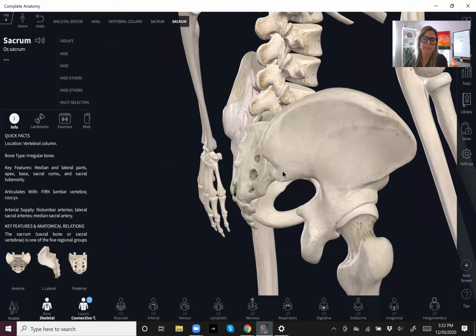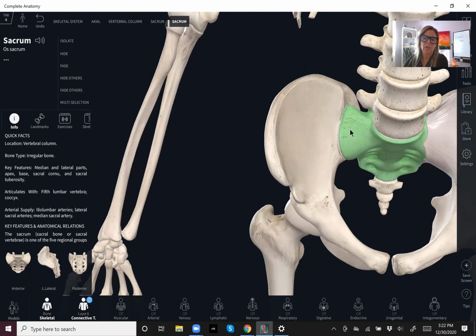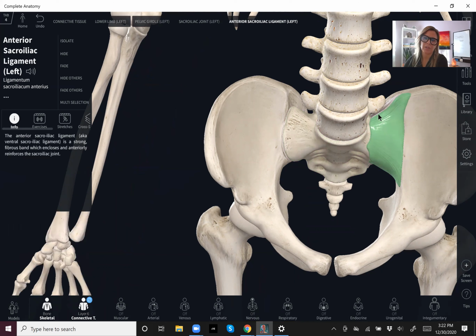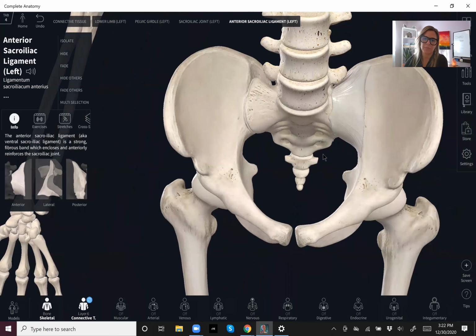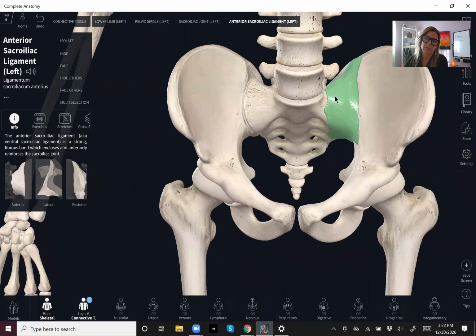And so in order to keep this joint stable, between here and here, the sacroiliac, or the SI joint, what the body has done is it's laid down these ligaments. So here is the anterior sacroiliac ligament, and you can see it's a pretty big ligament. It's this really thick, fibrous, wide band that covers the anterior portion of the SI joint.